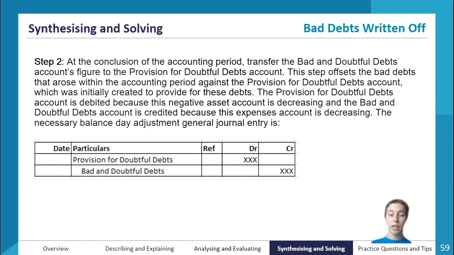The provision for doubtful debts account is debited because this negative asset account is decreasing. Remember that a negative asset account is a credit by nature, so to decrease it, we then need to debit it. The bad and doubtful debts account is credited because this expense account is decreasing. The necessary balance day adjustment is listed there on the screen. So this idea of offsetting is reducing the balance in each of these accounts to nil.